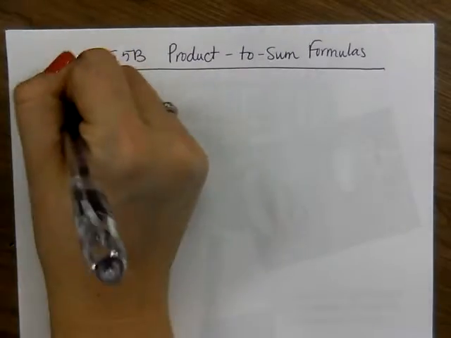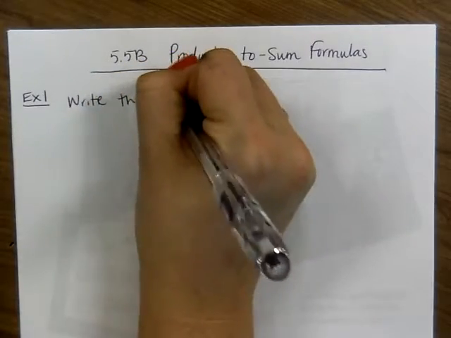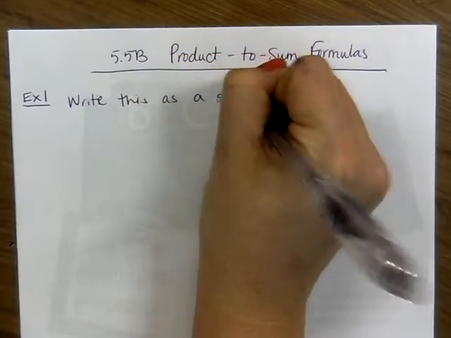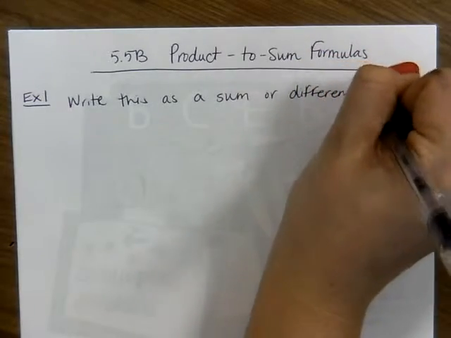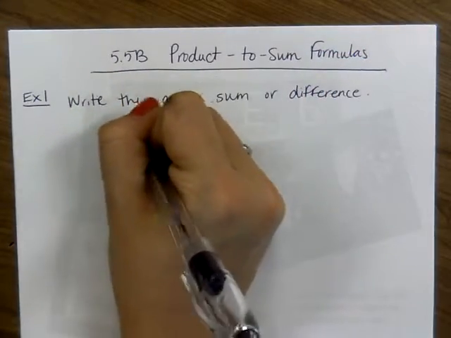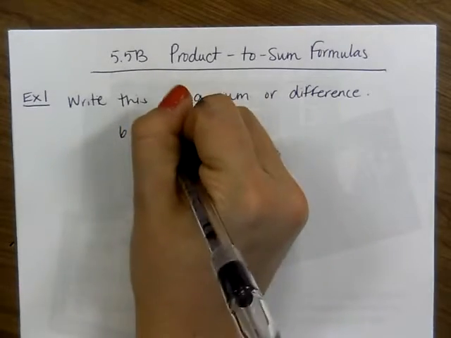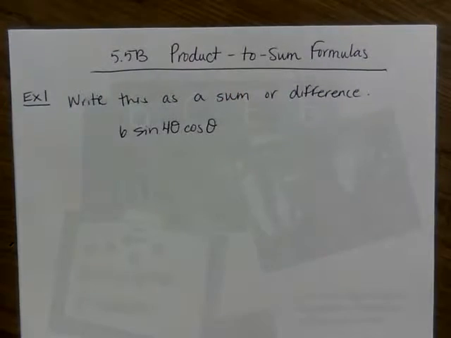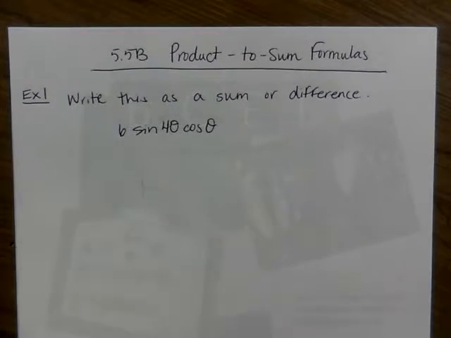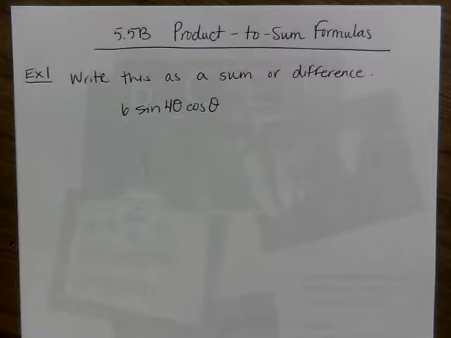Example 1: write this as a sum or difference. We're given 6 times the sine of 4 theta times the cosine of theta. Okay, so it's telling you to take this and write it as a sum or a difference.